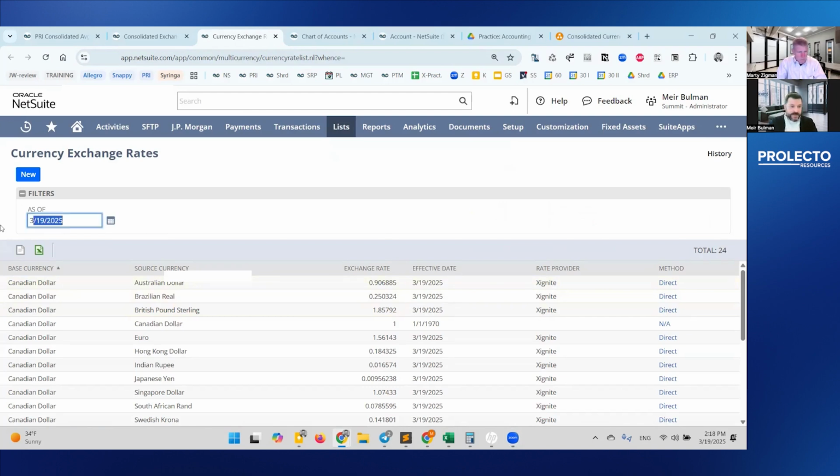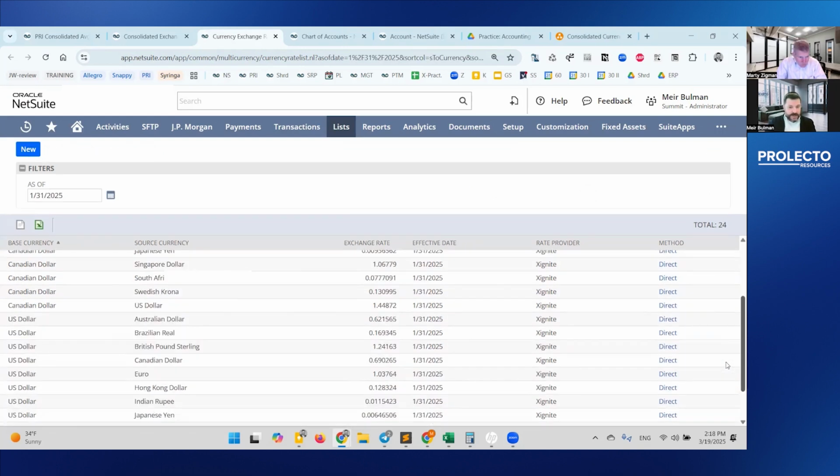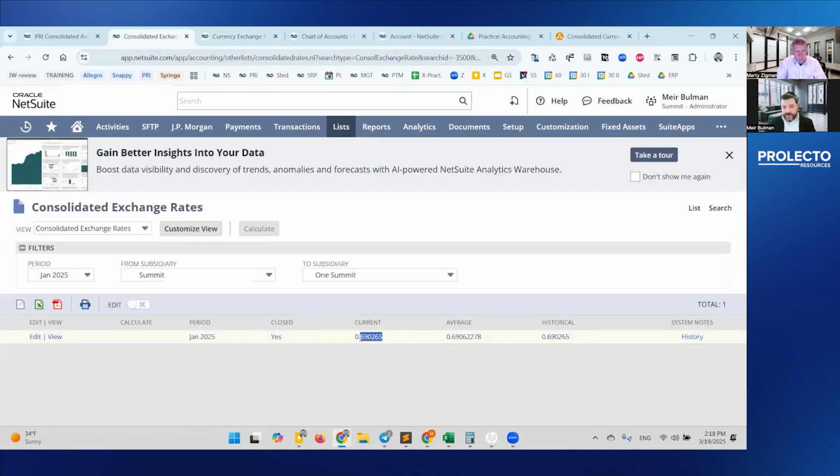And so if we were to look up the rate on Jan 31st, going from Canadian dollars to USD, that would be the rate. That's actually the inverse, so let's look the other way. USD to Canadian, 690265, that would be where it gets the current rate from. It's intuitive to most people, right?